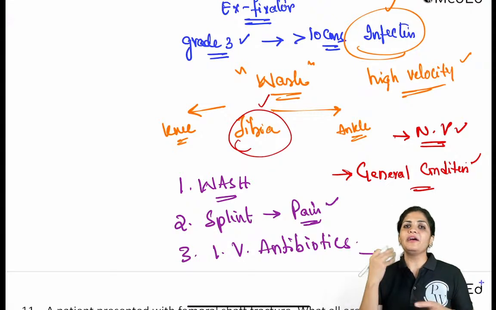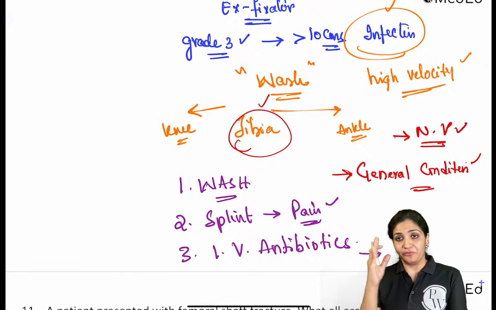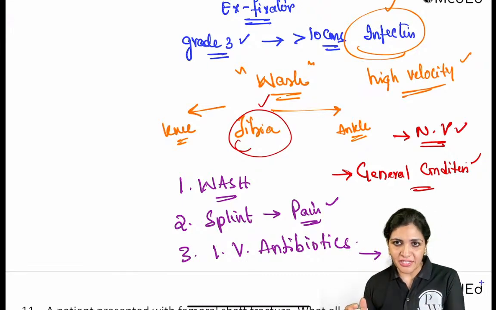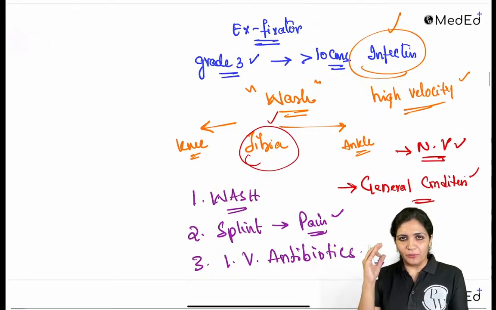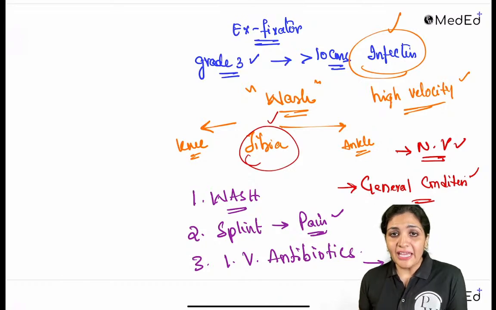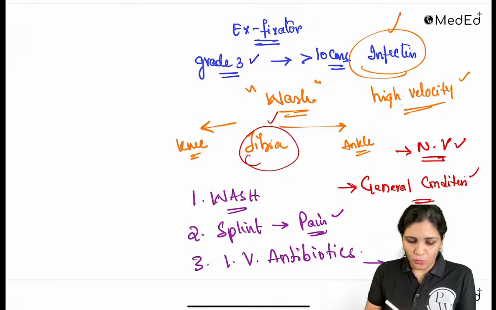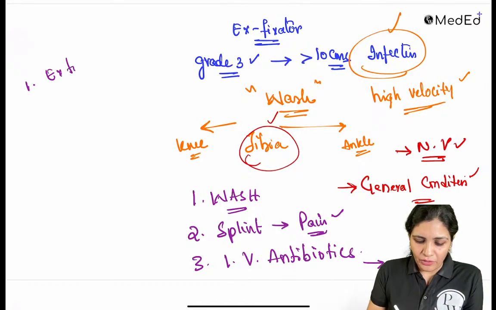Then you now start the counseling. Now you start thinking about what is to be done to the bone, whether you're going for X-fix, whether you're going for internal fixation, and what types of X-fix you're going to put. Once you're done with wash, splint, IV antibiotics, and the patient is in a stable condition, if everything is going well, then shift him to the ward. And now you talk or decide on external fixators if you're going for X-fix.